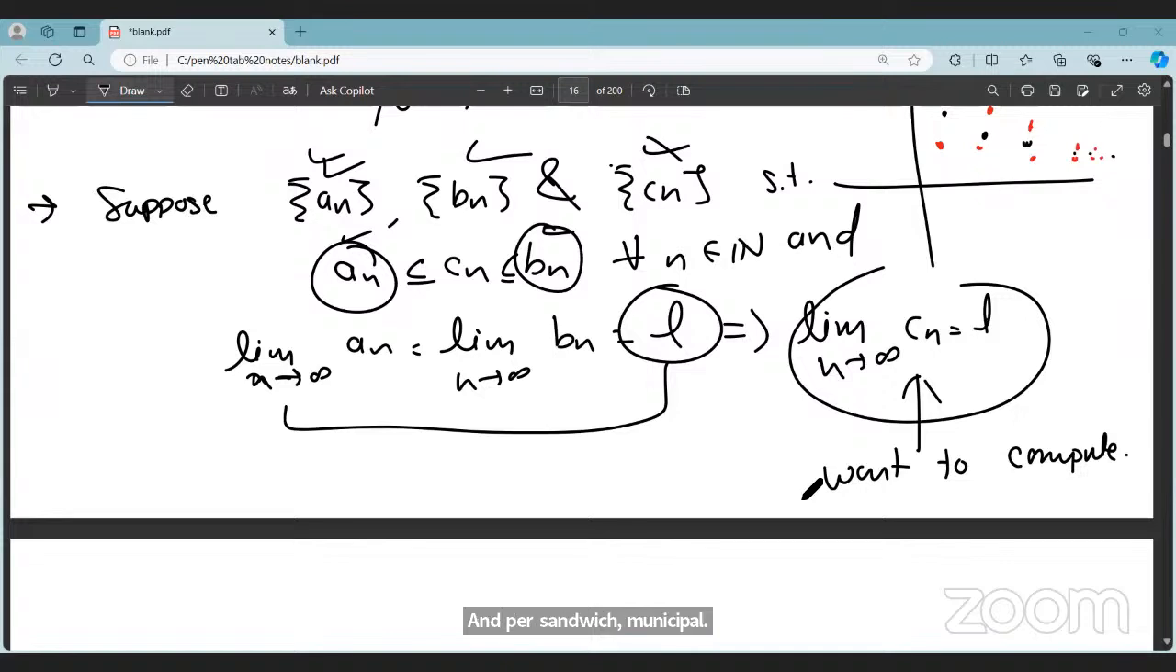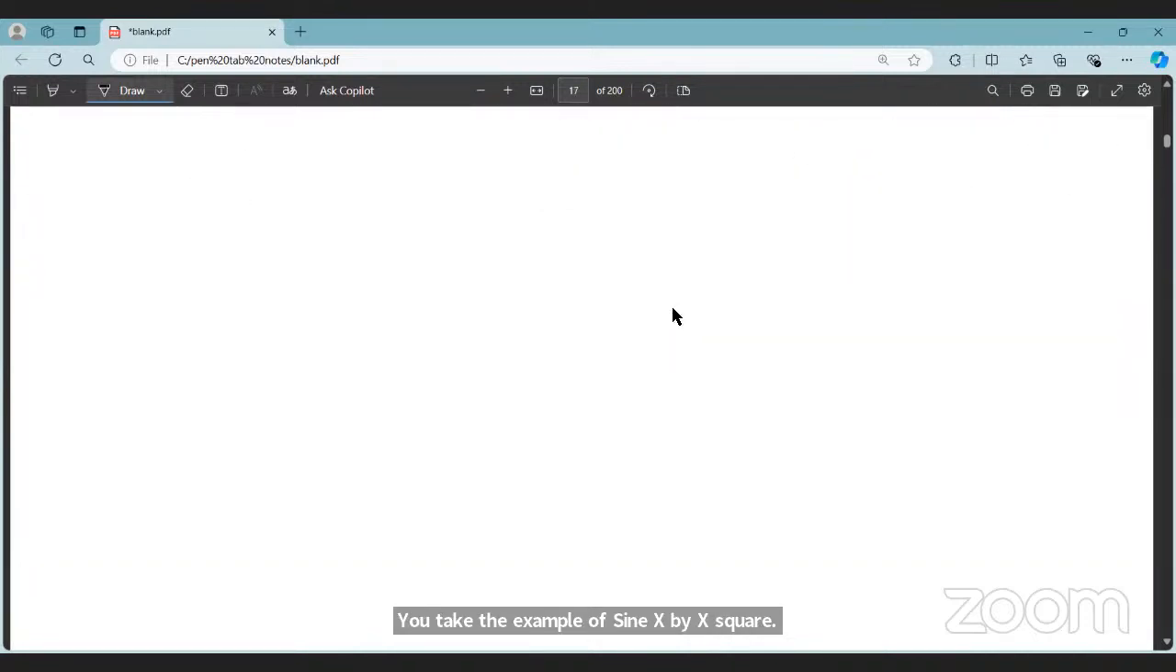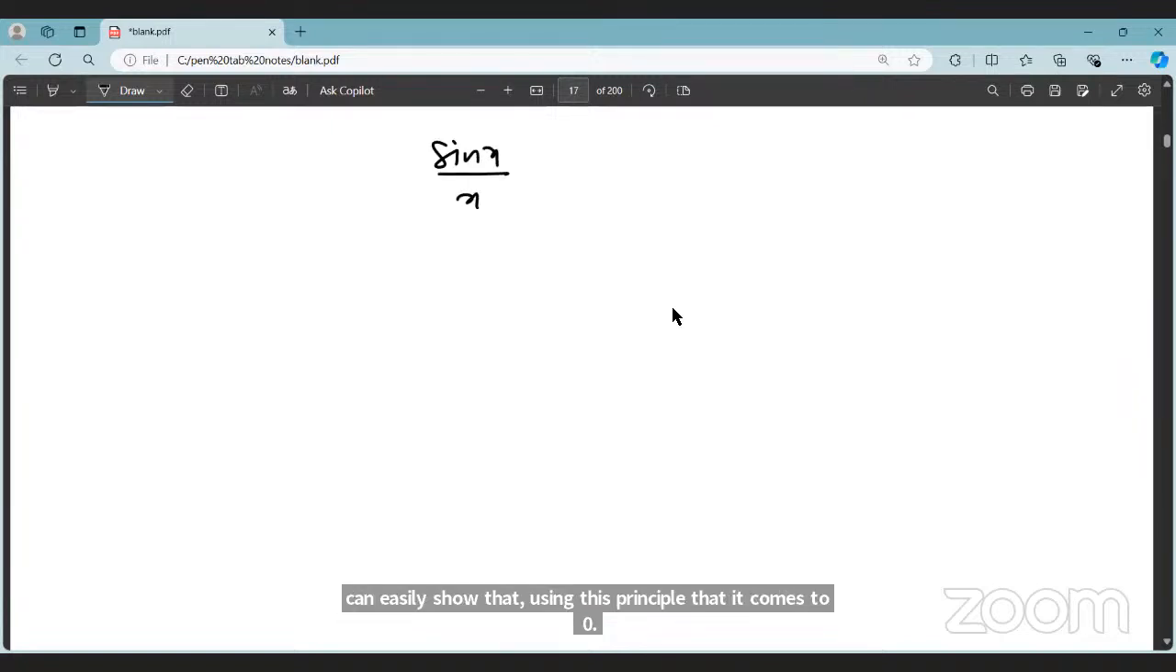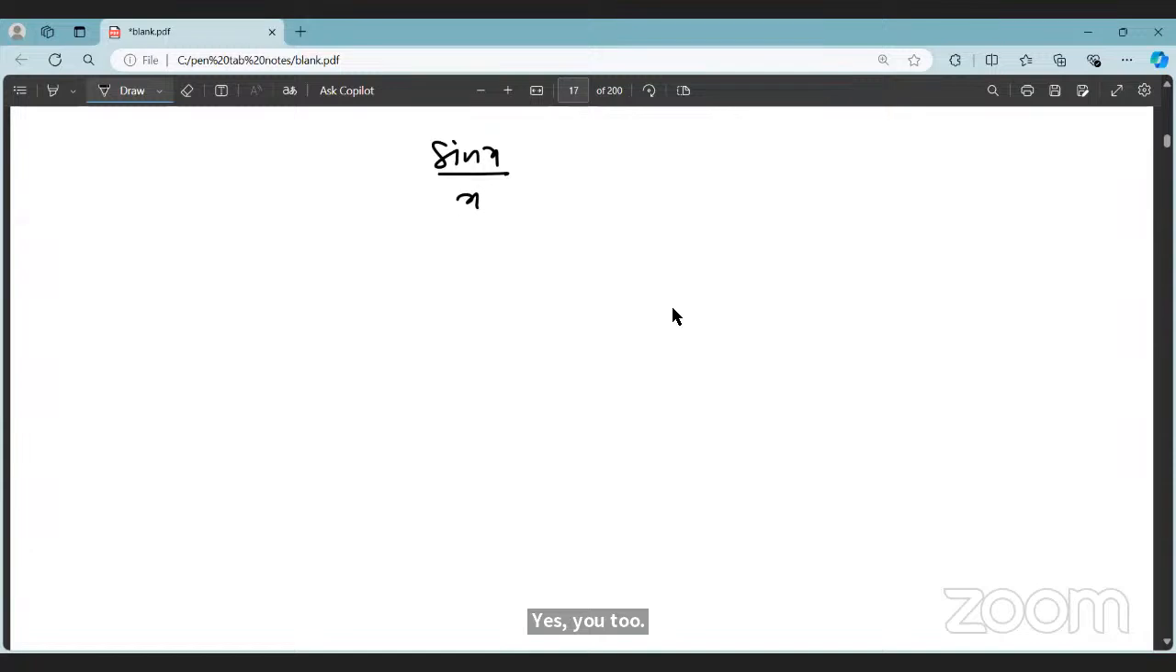Can I make a suggestion? Yeah, sure. Take the example of sin x by x square. You can easily show using this principle that it comes to 0. Sin x by x or sin x by x square are also fine. For a sandwich, x square is the best; there is a reason for that. Basically the inequality will be sin x greater than -1, less than 1.